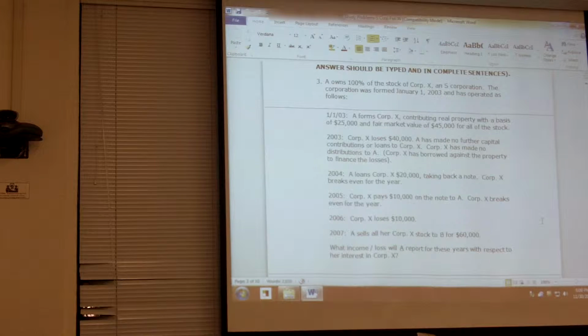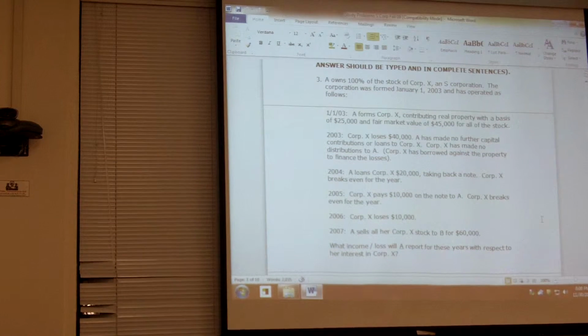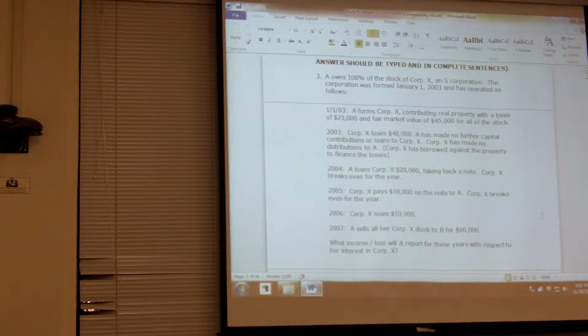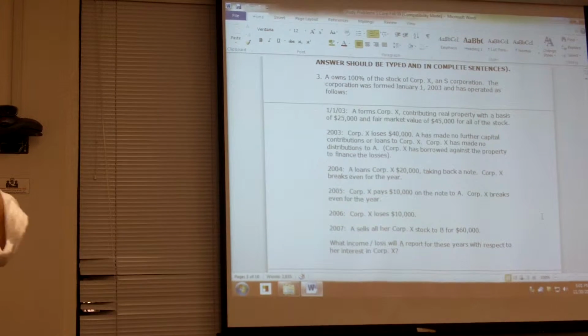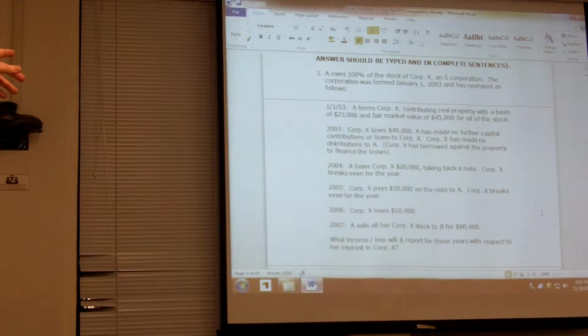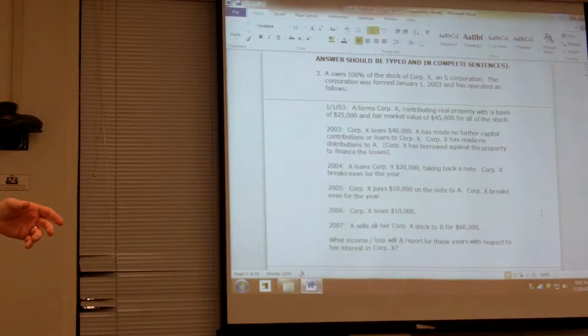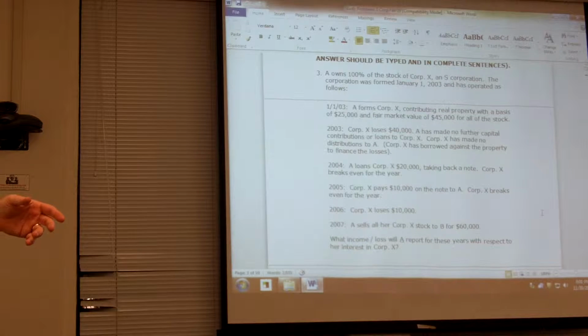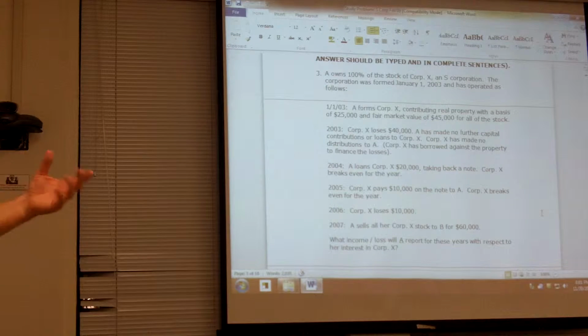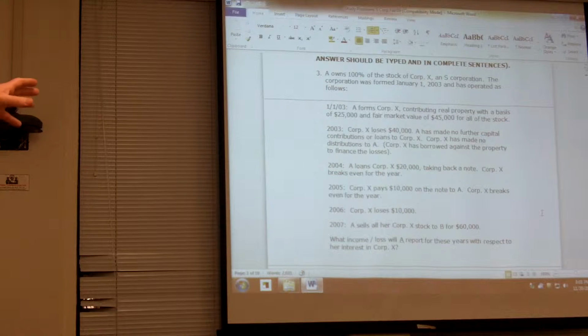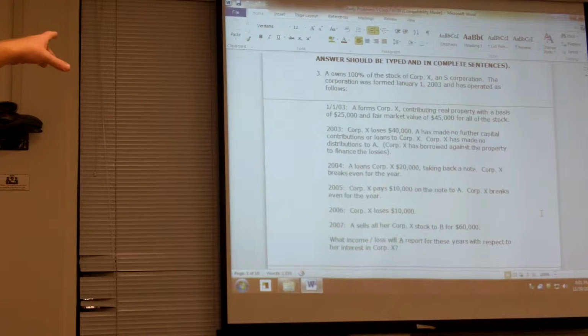Okay. 2003, Corp X loses $40,000. A has made no further capital contributions or loans. Corporation X has made no distributions to A. Corporation X has borrowed against the property to finance the losses. The point of that is just to let you know, if you put in a property worth $45,000, how do you manage to lose 40? It's pretty impressive to lose money that fast. Be that as it may, there must be some reason for this, but there were borrowings, and the borrowings funded losses.